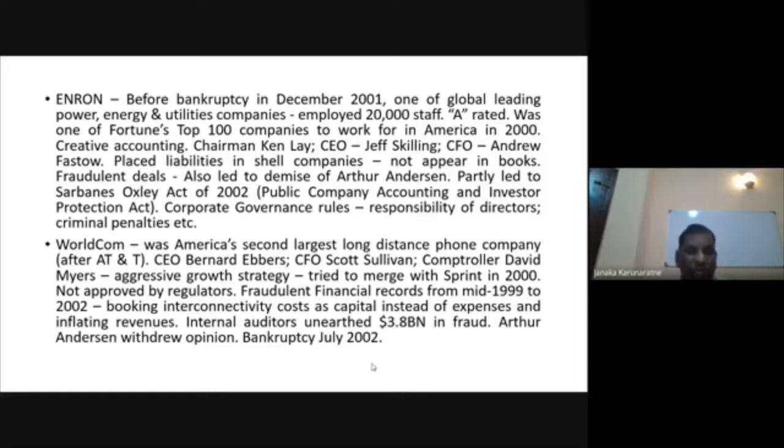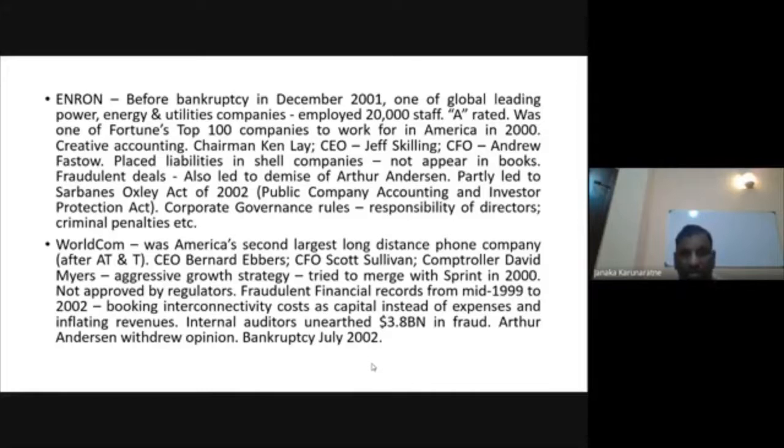As a result, in the US, a new act called the Sarbanes-Oxley Act was enacted, which included several corporate governance rules, responsibilities of directors, criminal penalties, etc. So this is a classic corporate governance case. If you get a chance, you can read through how these things happened, but we don't have time to discuss each and every case. Just to identify it, creative accounting, accounting gimmicks in simple terms, led to the failure.